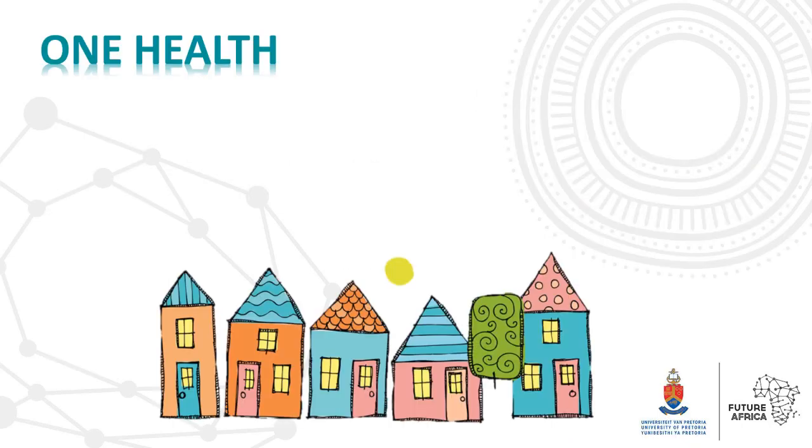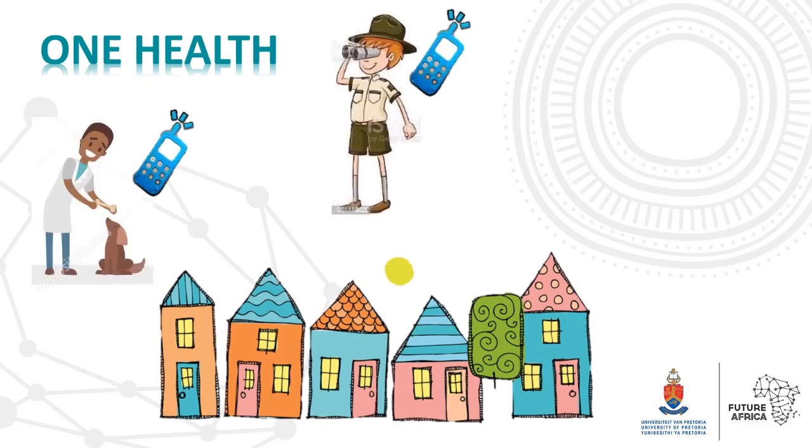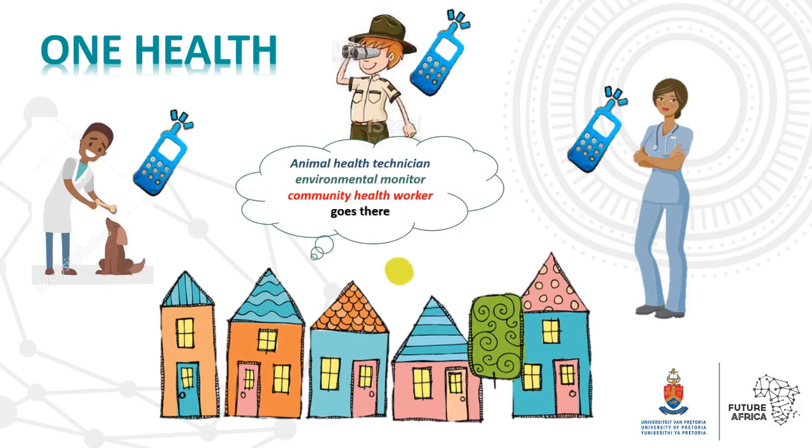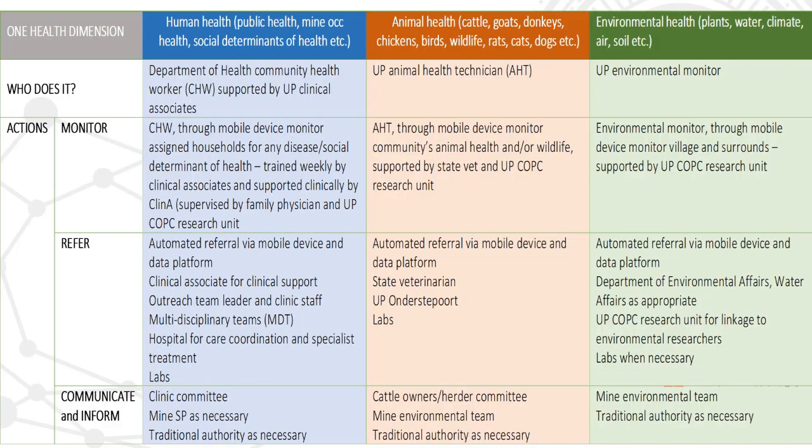Now, what we envision in One Health going forward is a scenario where we have an animal health technician, environmental monitor, and a community healthcare worker at the community level. And they will really be collecting data and putting it into a single data platform where, at a higher level, the researchers and technicians, and also the state come in to analyze the data and interpret it and come up with solutions that are referred back to the community for implementation.